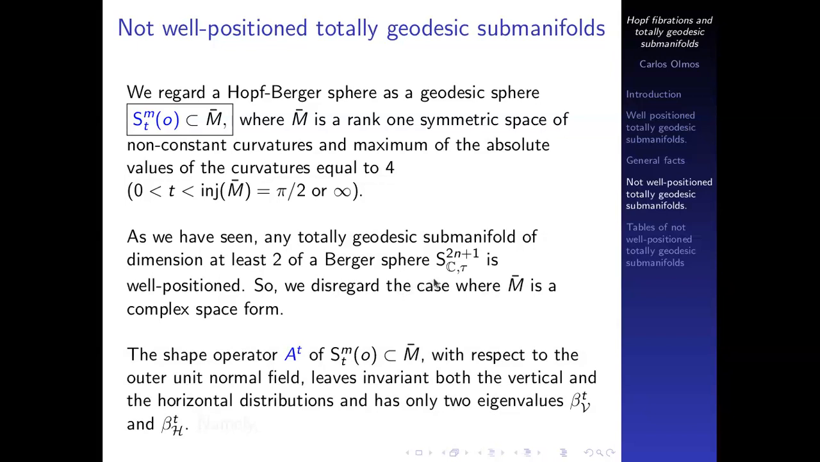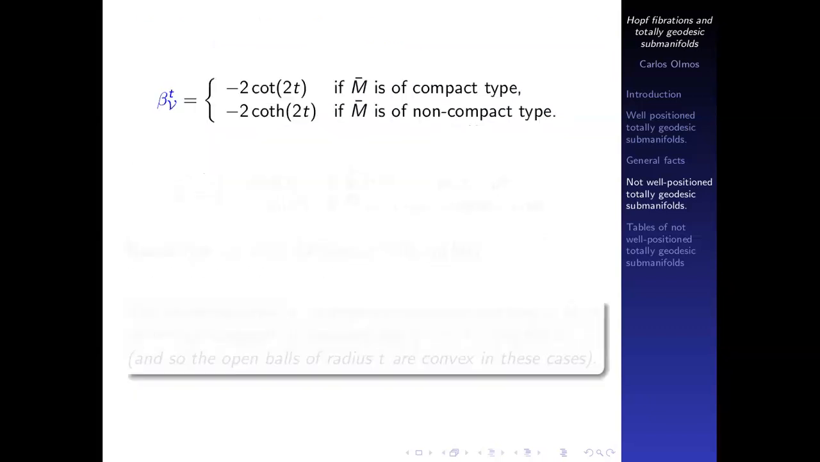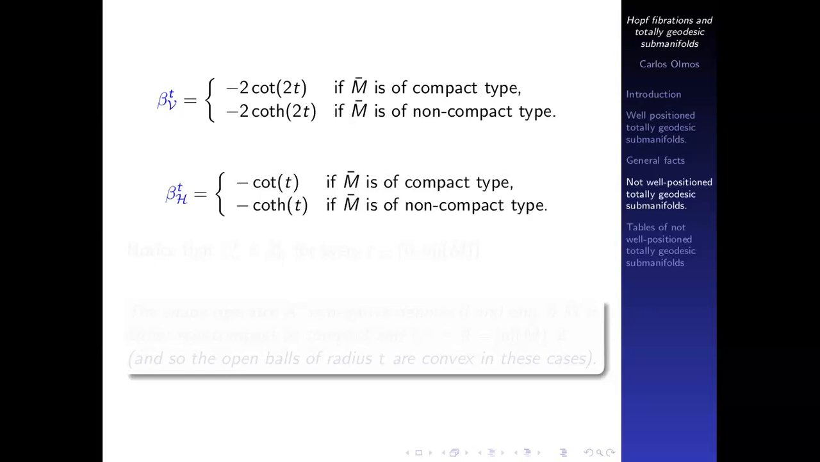So the shape operator of the geodesic sphere leaves invariant the vertical and the horizontal subspace. We computed this explicitly, and it has only two eigenvalues, one horizontal and one vertical. So these are explicit computations only for the shape operator. And what is important is that the eigenvalues are always different.